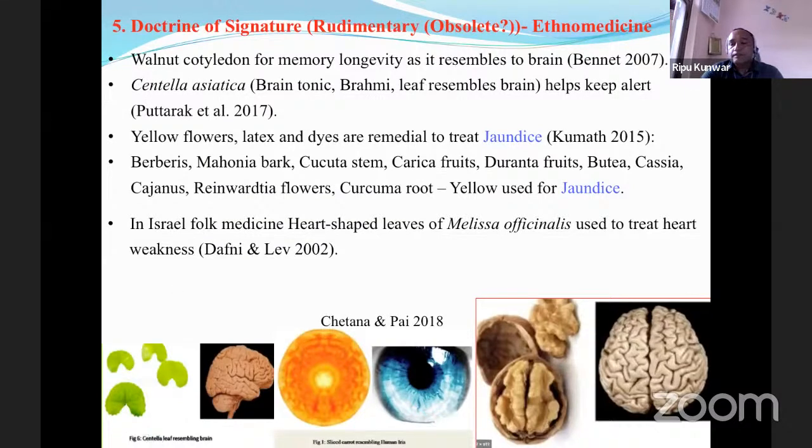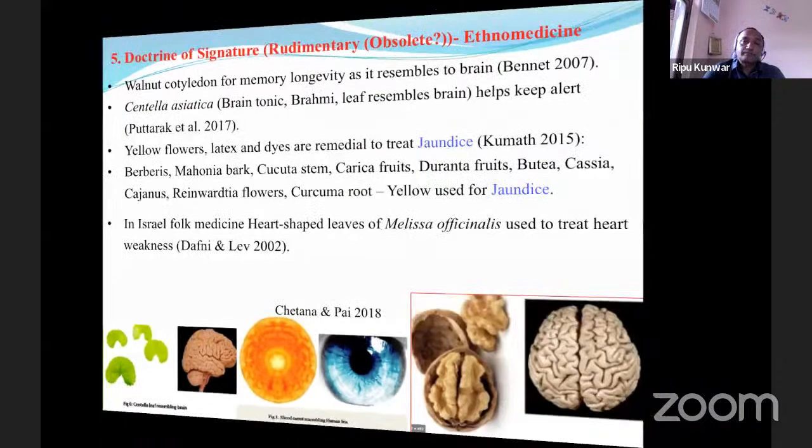And here, this graph shows that the first one is the green one, the central leaf, and it resembles the brain. The second, the center one, is this section of carrot, and this resembles the iris. And then the third one is the walnut cotyledon, which resembles the brain.